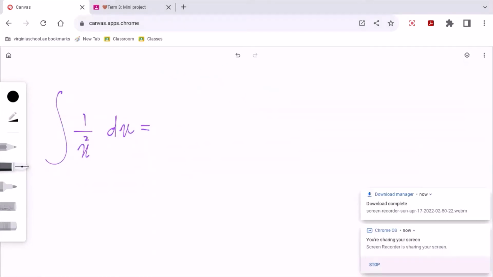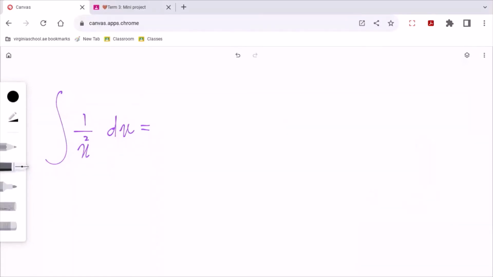The indefinite integral of 1 over x squared dx. We write it as a negative power, so it will be the integral of x to the power of negative 2 dx, which equals x to the power of negative 1 over negative 1 plus c, which equals negative 1 over x plus c.